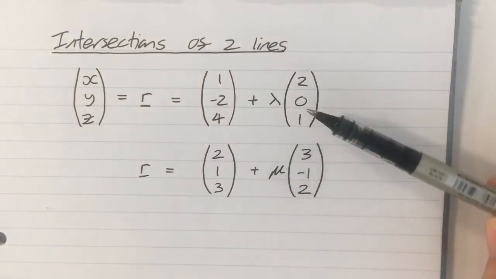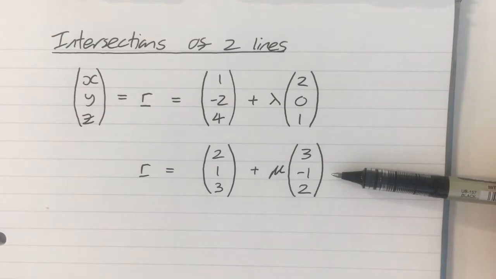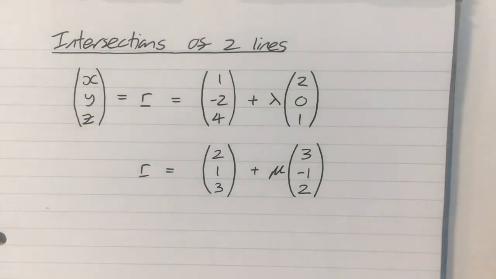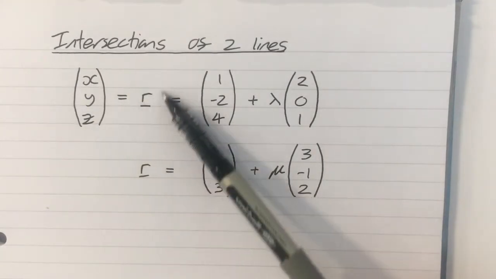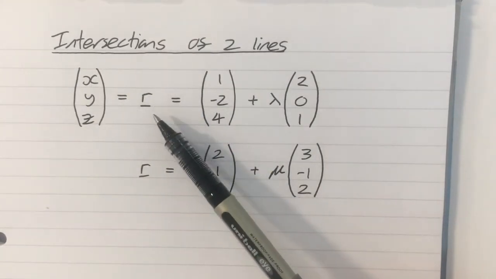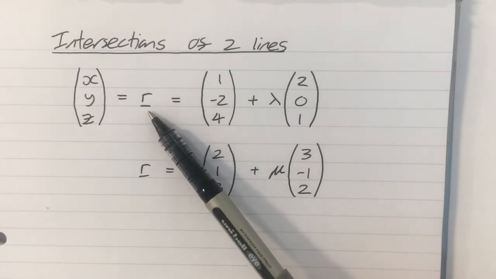So what we're going to do is look at these two lines and find their point of intersection if they intersect. We're going to do that by solving them simultaneously. Now I've got the vector x, y, z here. That is often denoted by the letter r. Just a shorthand notation. So whenever you see an r underlined, that means the variable vector x, y, z.